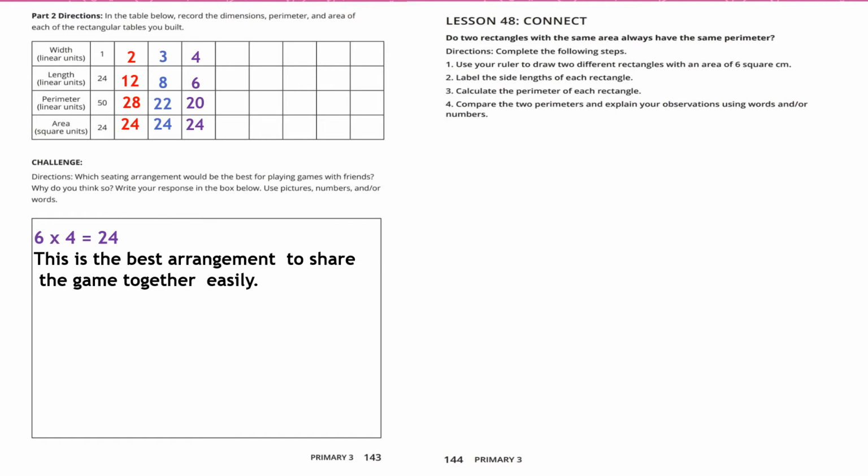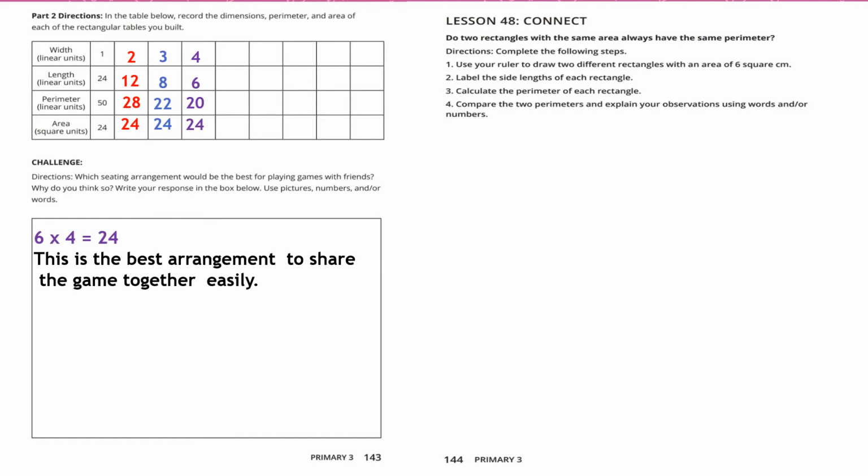Lesson 48, the connect part. Do two rectangles with the same area always have the same perimeter? If we have two rectangles with the same area, will they have the same perimeter? Look at the previous page we have here.